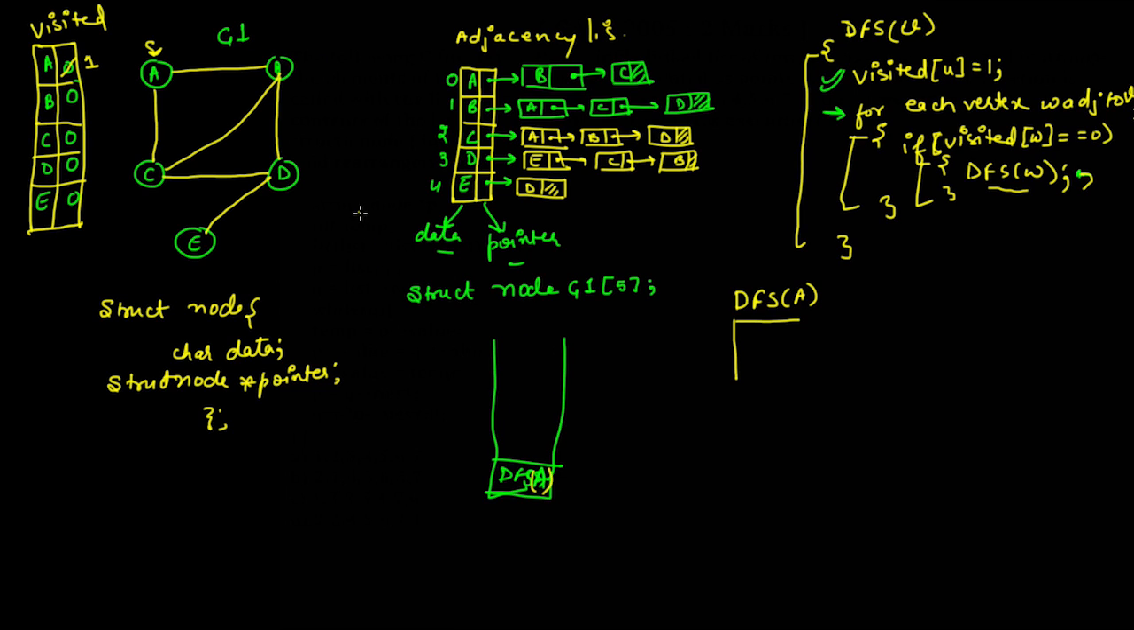So when we call DFS of A, we make visited of A as 1. Then we see which vertices are adjacent to A. We use this adjacency matrix to identify them. In this case, vertex B and vertex C are both adjacent to A. I will just pick one vertex and apply DFS on it. Here I pick vertex B, and because the visited value of B is not 1, we call DFS on B.